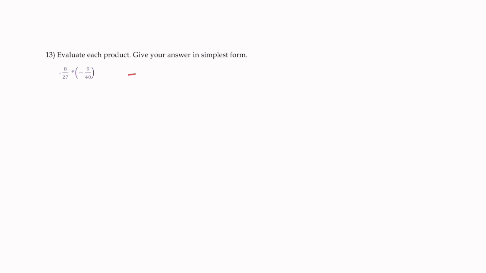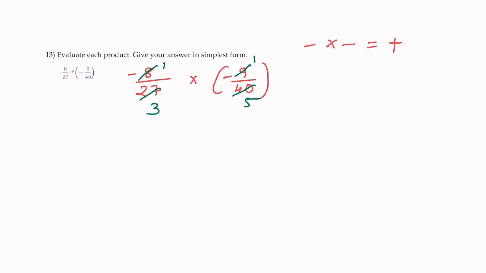Next, now we have minus 8 over 27 times minus 9 over 40. Our answer is going to be positive or negative? We have negative times negative. So our answer has to be positive. Let's see the cancellations here. 8 times 1 and 8 times 5. 9 times 1 and 9 times 3, which gives us 1 over 15.